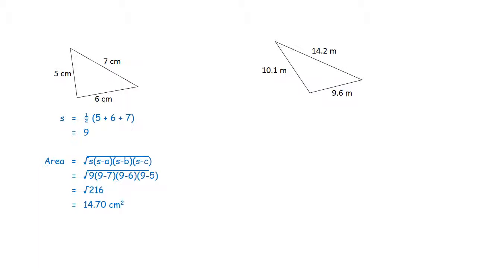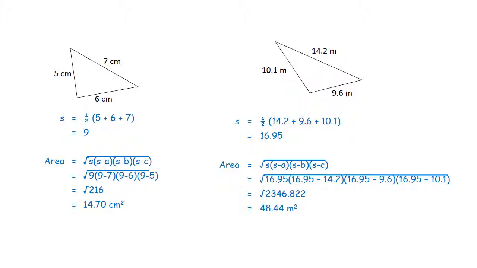We first have to calculate the semi-perimeter by adding together the sides and then dividing by 2, and then substitute that value into Heron's formula, s times s minus a times s minus b times s minus c, and take the square root to work out the area.